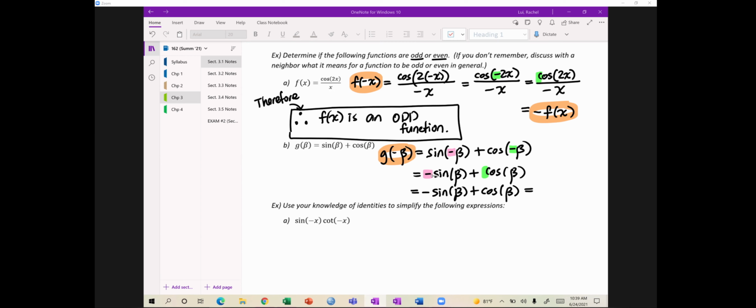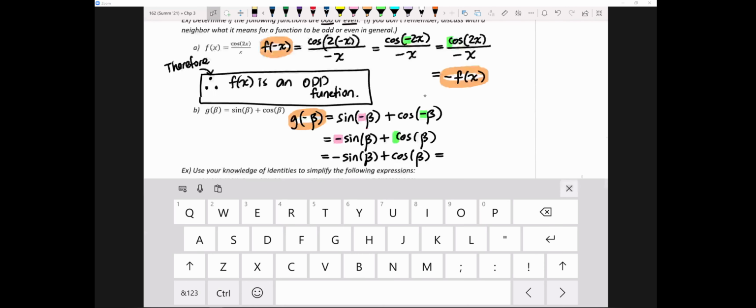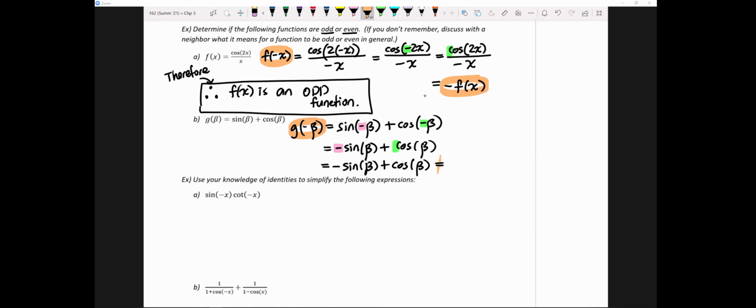Jimmy is correct. It's neither. And Jacob, Stephanie are correct as well. Because take a careful look here. For it to be odd, g of negative beta would have to equal negative g of beta. For it to be even, g of negative beta would have to equal g of beta. If the negative sign went from inside to outside, it would be odd. If the negative sign got dropped, it would be even.